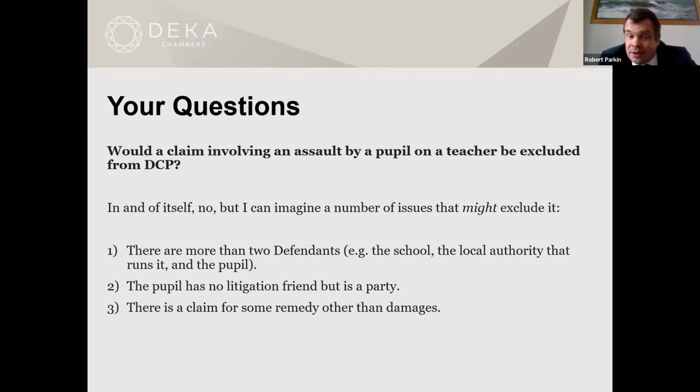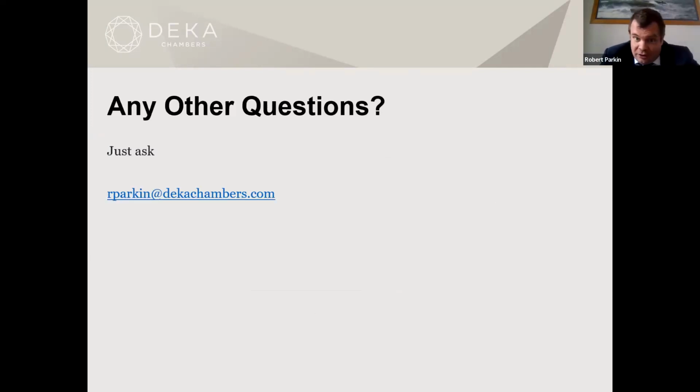If there is a claim for some remedy other than damages, that would be excluded from the DCP. If the value is under £100,000, it might well be more suitable for an MCOL claim. There's quite a range of possible circumstances where that could happen. Not quite sure how best to approach that question. I feel like there's a more specific detail that's been missed. I'm very happy to engage in dialogue about that by email. Those were all the questions that I was asked.